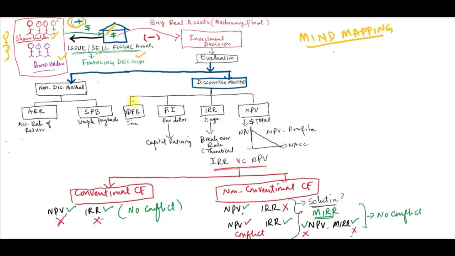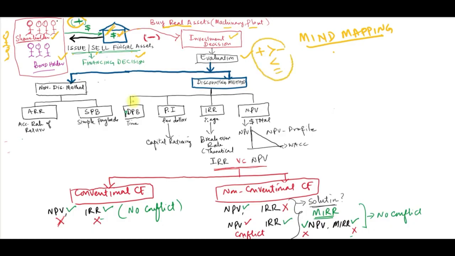Once the company gets these funds, they are then used to buy real assets such as machinery or plant, and this is called the investment decision or corporate investment decision. The next step, once we have decided that we are going to buy any machinery or plant, is to evaluate them. Evaluate means we have to see if the benefits are greater than the cost, or less than or equal. So we need to do some evaluation.